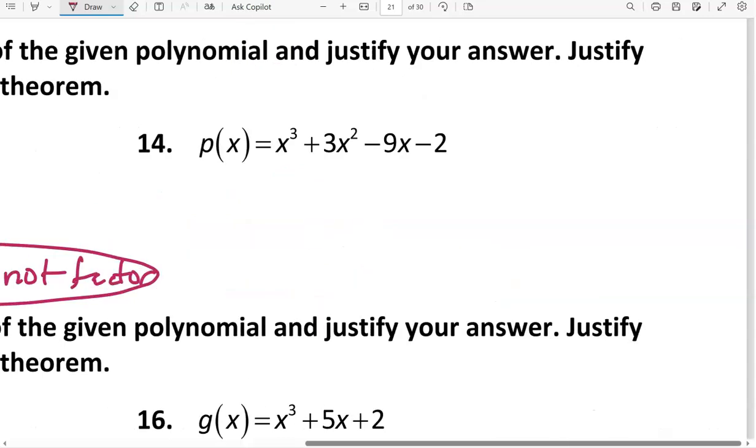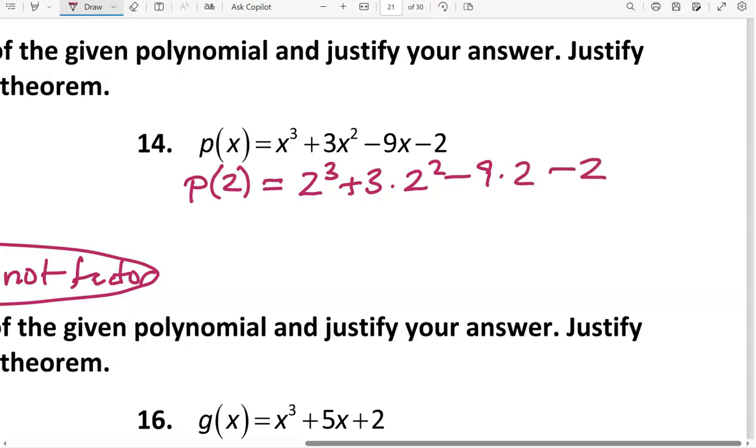In 14, if we're trying to determine if x minus 2 is a factor, then we want to determine if we have a 0 remainder when we divide by x minus 2. So I'm going to find p of 2, which is 2 cubed plus 3 times 2 squared minus 9 times 2 minus 2. And that's 8 plus 3 times 4, which is 12, minus 9 times 2, which is 18, minus 2. And that would be 20 minus 20, which is 0.